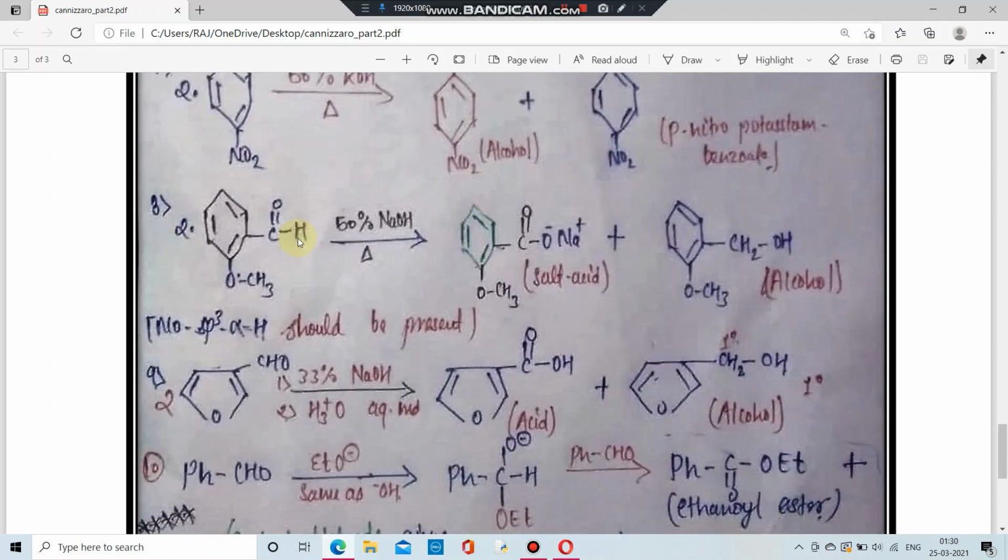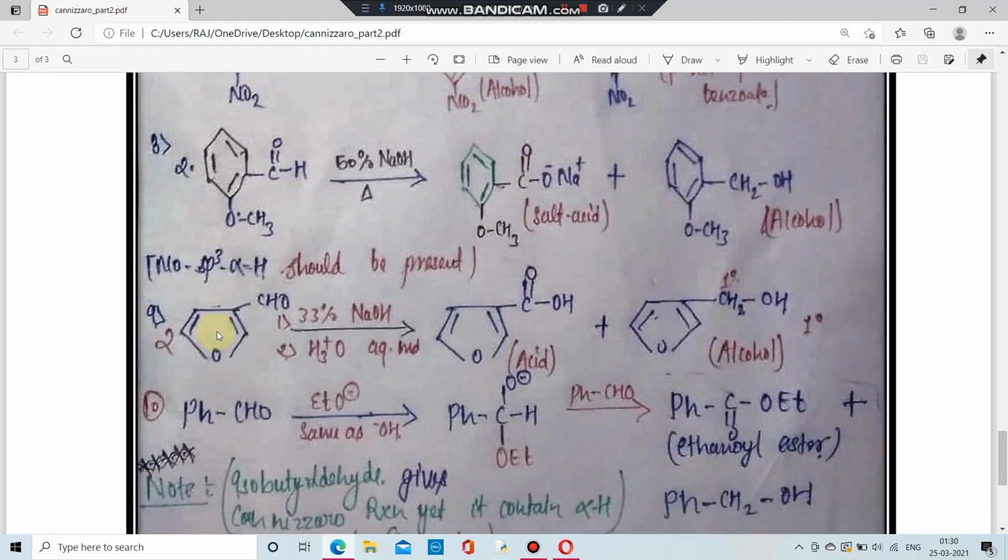Now we have taken an ortho derivative of benzene. So in the products we are going to get the same ortho derivative, but what's going to be changed? The aldehyde is going to change, one as acid salt and another as a primary alcohol. So look, this is a primary alcohol, this is an acid salt. Now we have taken another furan structure example in the presence of 33% NaOH or KOH. So what we are going to get, this furan structure is going to be there in products. So look, this furan. What we are going to change, this aldehyde part is going to change, one as acid and another as a primary alcohol. So look, this is a primary alcohol, this is the acid part.